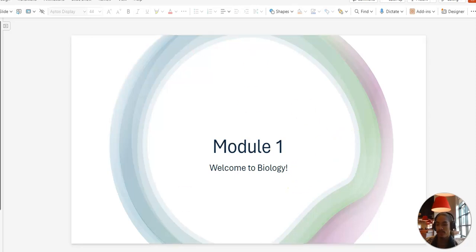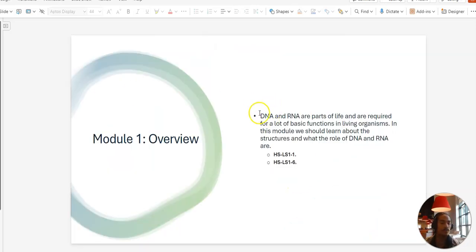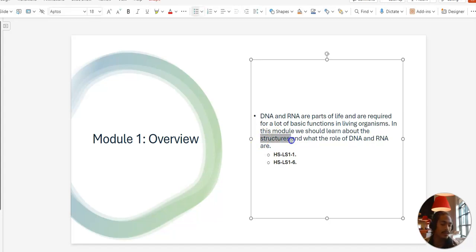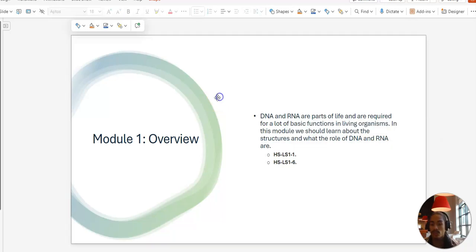So, Module 1, Overview. We're going to be learning about DNA and RNA and how they're almost a part of every aspect of life and the basic functions that they have. And we're going to learn about structures. This is the most important thing I want you guys to get out of today. Structures and what DNA and RNA are really made of. We're going to be talking about the roles, but structures are what I want you guys to take away from this.